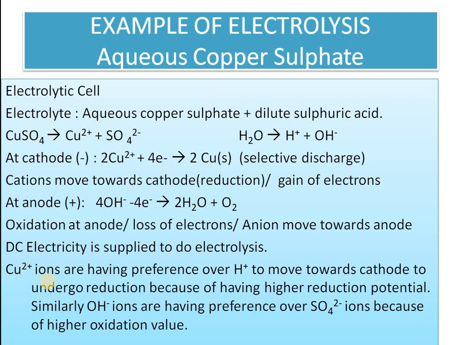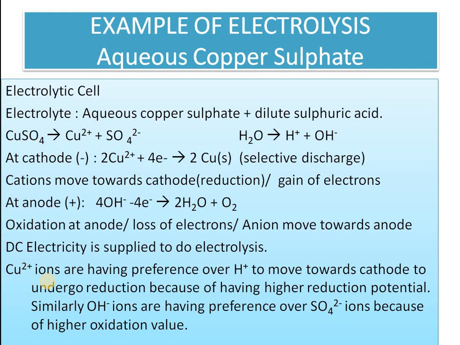Next is the anode. At the anode there are two types of ions, OH- and sulfate. Now you know that both can go towards the anode, but which is discharged? OH-. Why preferential? Preferential means this OH- ion has more tendency for oxidation, or we can say it has a higher E naught oxidation value, or a lower E naught reduction value.